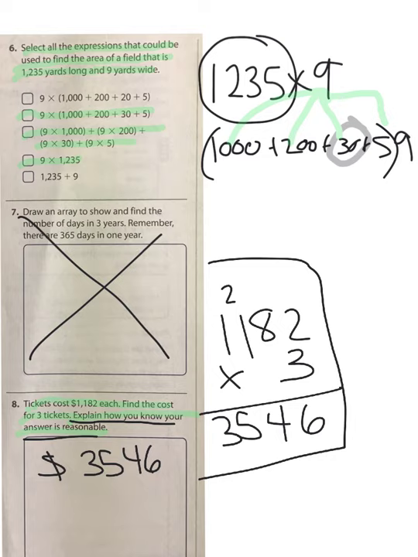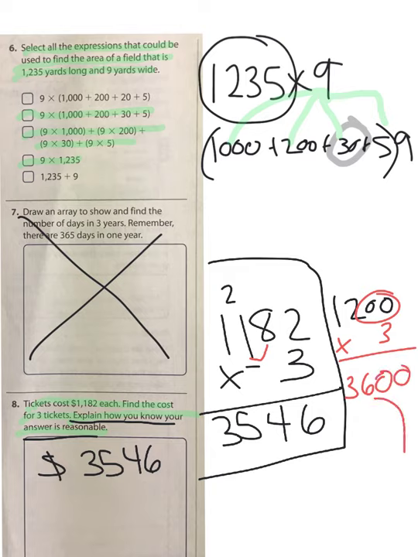So we can estimate 1,182. I'm going to round that to the nearest hundreds place. So 1,200. The 1 goes up to a 2 because we're going to look to our digit to the right, and it's an 8, so it will push the number up. And we're going to multiply that times 3. And I know that 12 times 3 is 36. Add my 2 zeros, so 3,600. And 3,600 is close to 3,546. So our answer is reasonable.